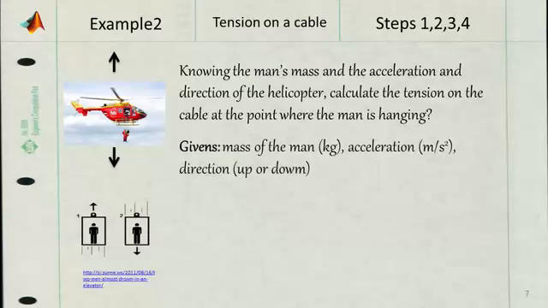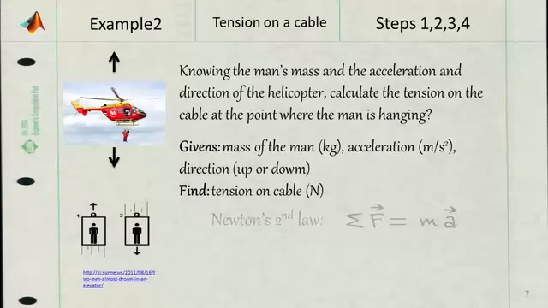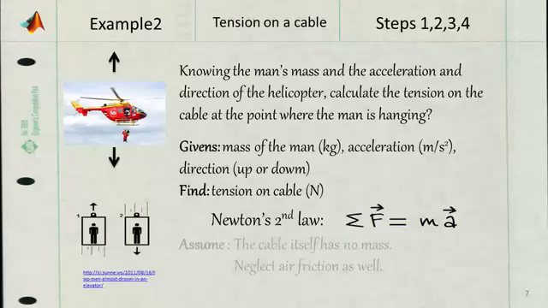So, our givens are the mass of the man, the acceleration, and the direction, up or down. We are asked to find the tension in the cable. As far as equation, there is only one, Newton's second law. But if we don't assume different things, this will be very complicated. So we will assume that the cable itself has no mass, and we will neglect air friction as well.